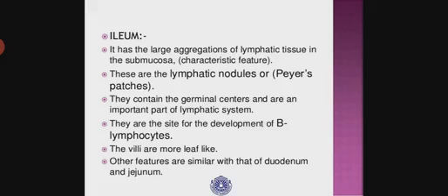The ileum has certain important features which are as follows. It has large aggregations of lymphatic tissue in the submucosa, which is a characteristic feature, and these are the lymphatic nodules or Peyer's patches, and they contain germinal centers and are an important part of the lymphatic system. They are the site for the development of B lymphocytes. So more B lymphocytes are generated here. And the villi are more leaf-like, and the other features are similar to those of the duodenum and jejunum.